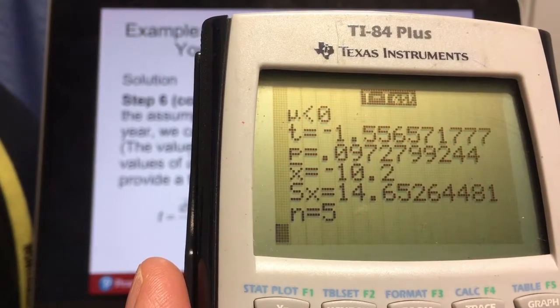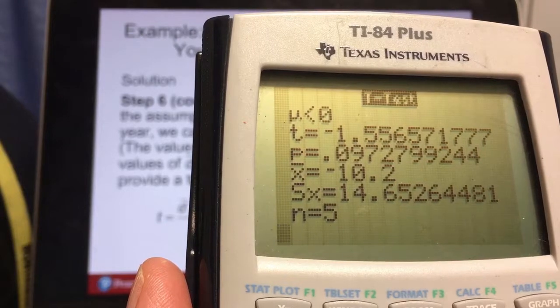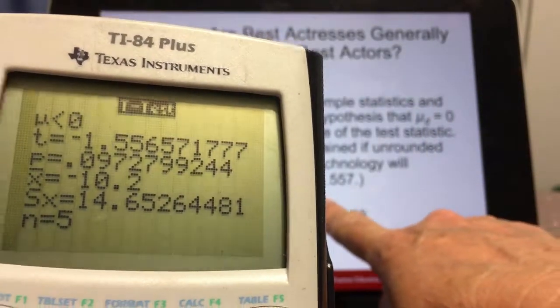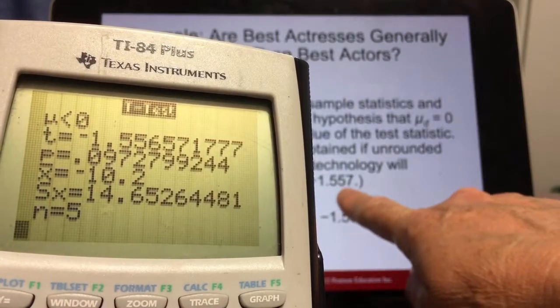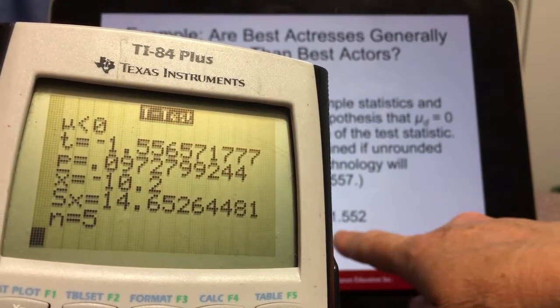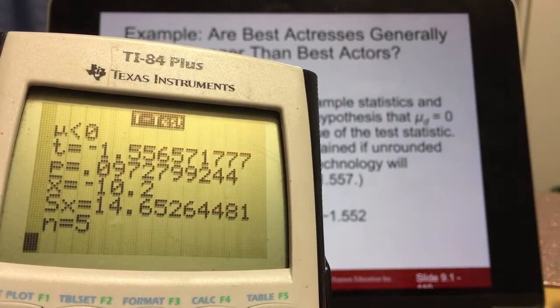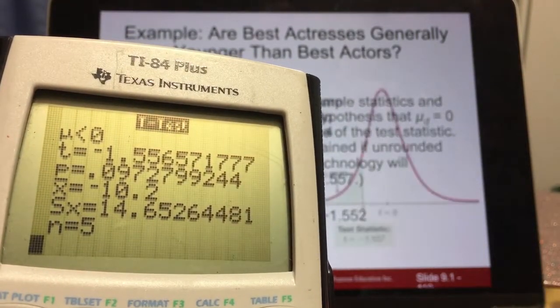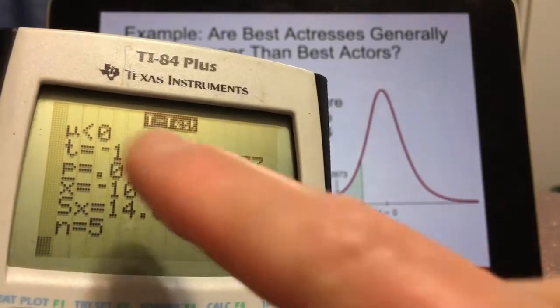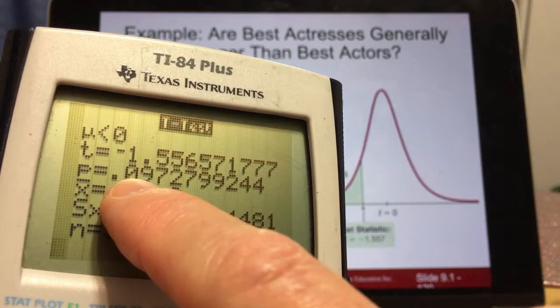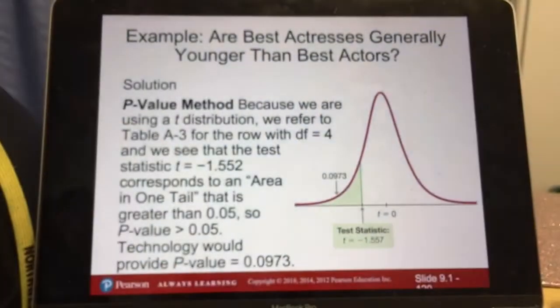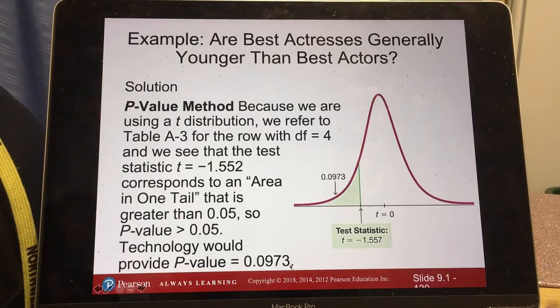So I get negative 1.5565, which looks pretty close to negative 1.557 to me. And then, so I get my test statistic, which will be T, a t-test. Now I'm going to go to the next one, and guess what? It also gave me my p-value, 0.0973. Okay, so here's the p-value, 0.0973. And I have my test statistic and my p-value, and I am going to compare that with the 0.05.